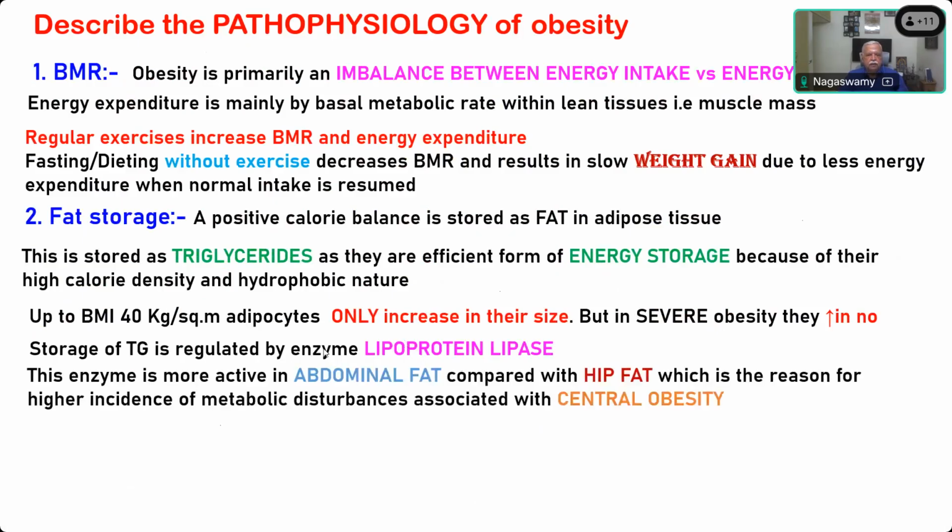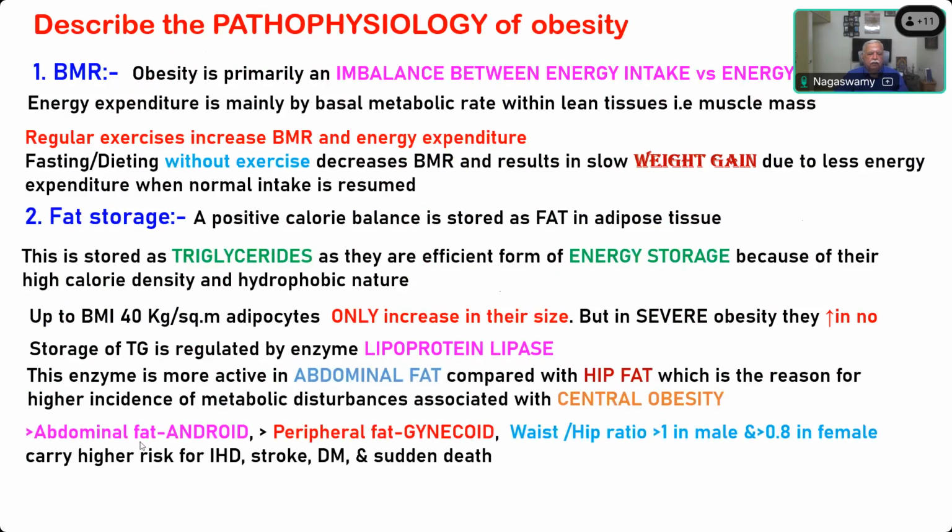And the triglycerides are regulated by an enzyme called lipoprotein lipase. This enzyme is very active in the abdominal fat compared to the fat in the hip or gluteal region or the triceps area. The abdominal fat, which is mainly in the omentum, contains a lot of lipoprotein lipase, which is very active, and that is the reason why the metabolic disturbances happen in central obesity patients who have a huge paunch. That is the reason why they develop this problem.